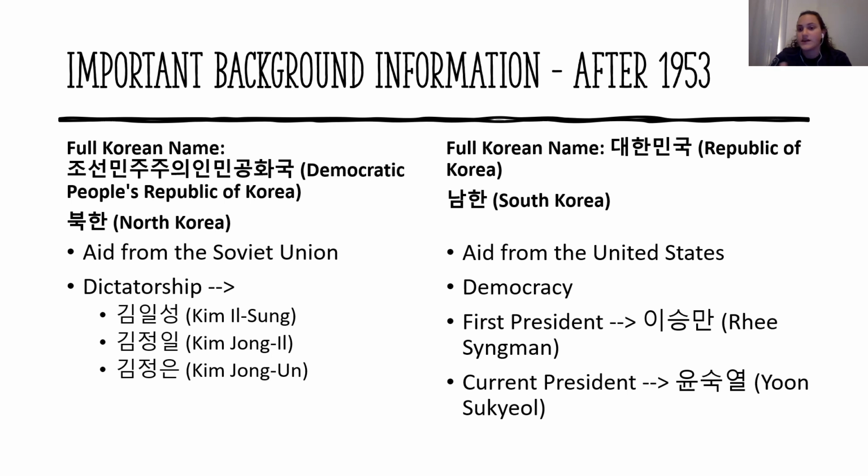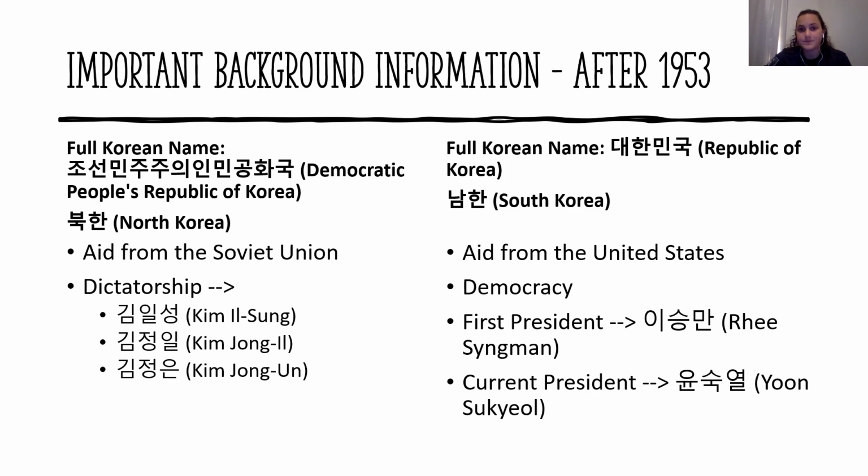So with North Korea, they received a lot of aid from the Soviet Union, whereas South Korea received aid from the United States. North Korea set up a dictatorship while South Korea was set up with a democracy. And there have been 3 dictators of North Korea since the Korean War and since its founding. Kim Il-sung was the first one, his son Kim Jong-il was second, and then the present day is Kim Jong-un. In South Korea, there have been a number of presidents, the first being Lee Seung-man, and the current president is Yoon Suk-yeol. Yoon Suk-yeol was brought into government in May of this year.